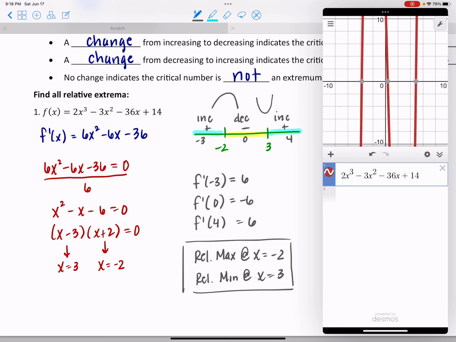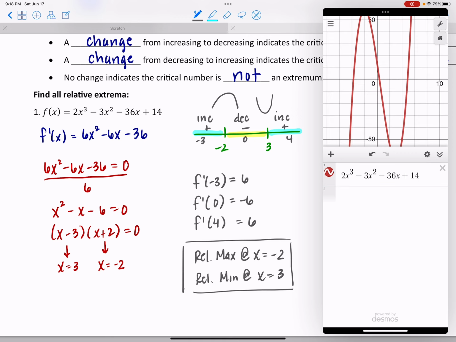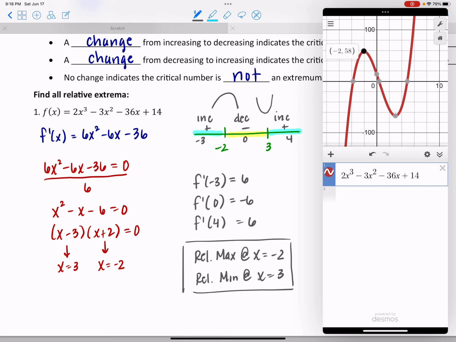Alright, so here's our function. Let me zoom a little bit here. And I can see, yep, right there, I have a maximum at -2, and right there, a minimum at x equals 3. And those corresponding y values would be really easy to find using that graph as well. So if I said, at what coordinates do we have a relative maximum, or a relative minimum, then you would want both pieces, but I'm really okay just giving the x value.